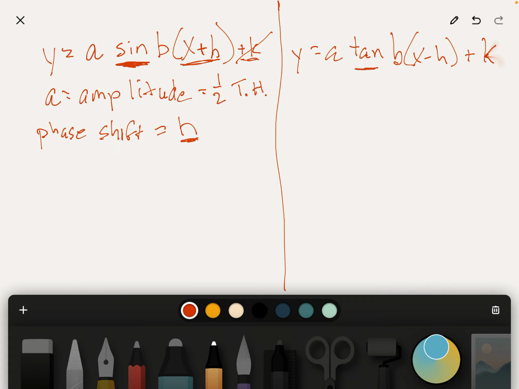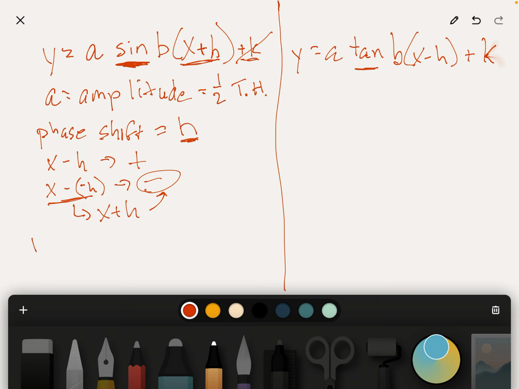So I always remember this, it was a little confusing to me. If it's in the form of x minus h, it's a positive phase shift. And of course, if it's x minus negative h, it's a negative phase shift. But more commonly, when you see this equation or when you write it down, it's going to be x plus h. So x plus h is a negative phase shift.